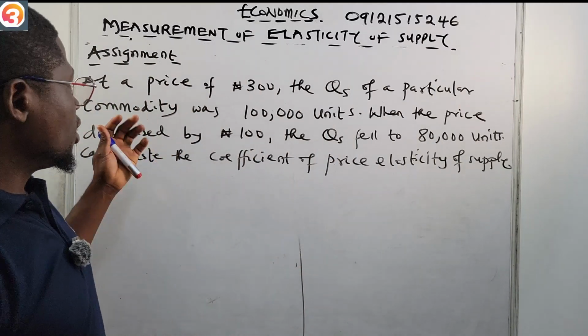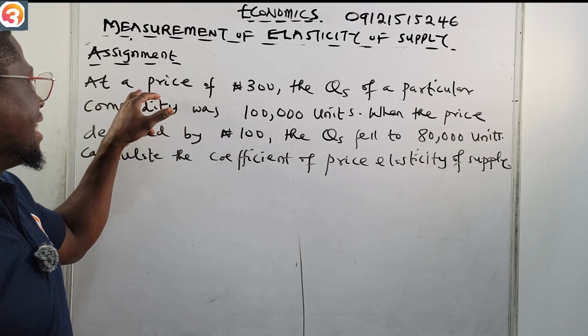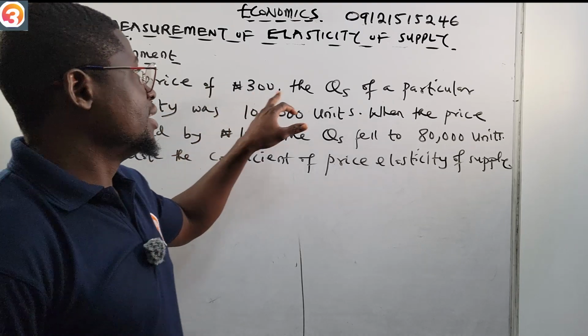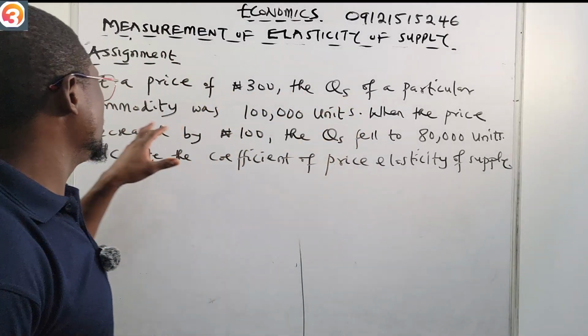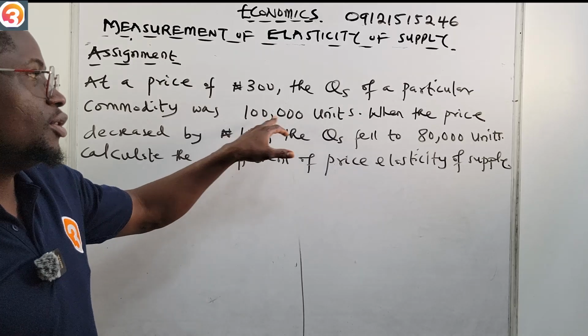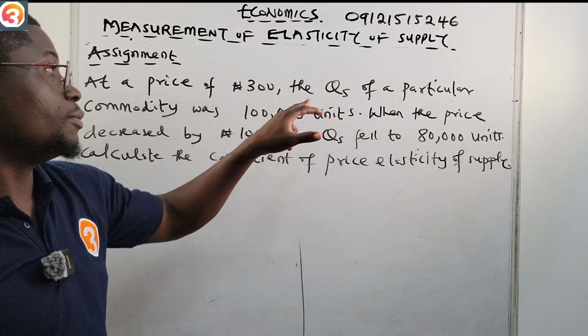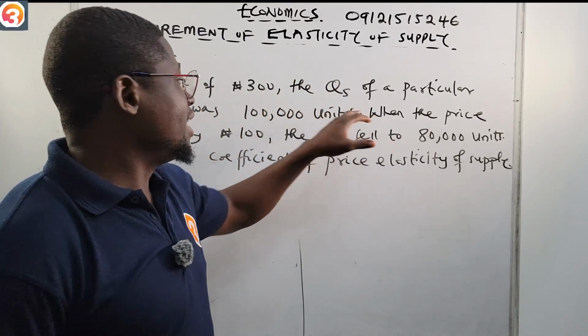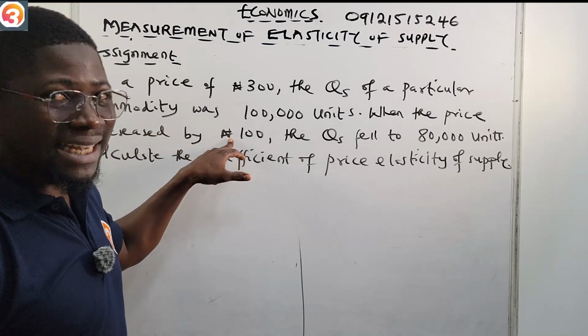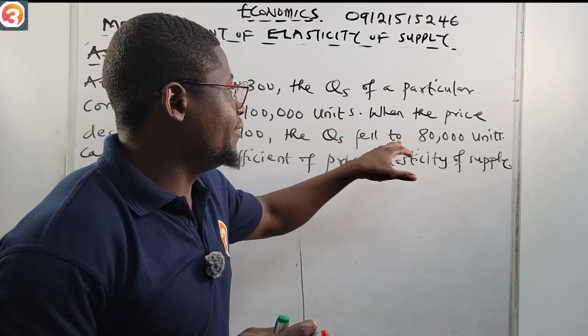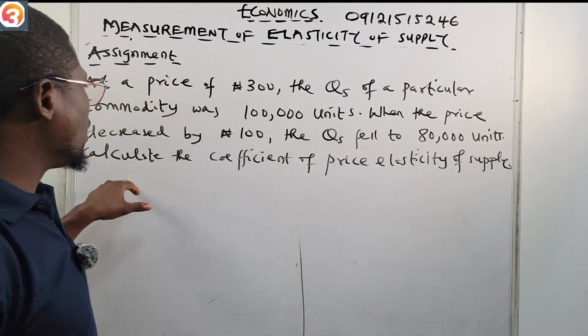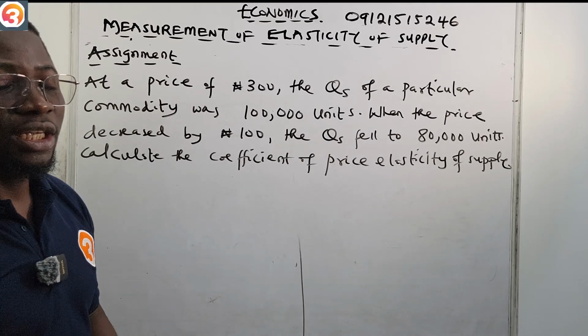All right, so welcome back. This is the assignment. At a price of 300 naira, the quantity supplied of a particular commodity was 100,000 units. When the price decreased by 100 naira, the quantity supplied fell to 80,000 units. Calculate the coefficient of price elasticity of supply.